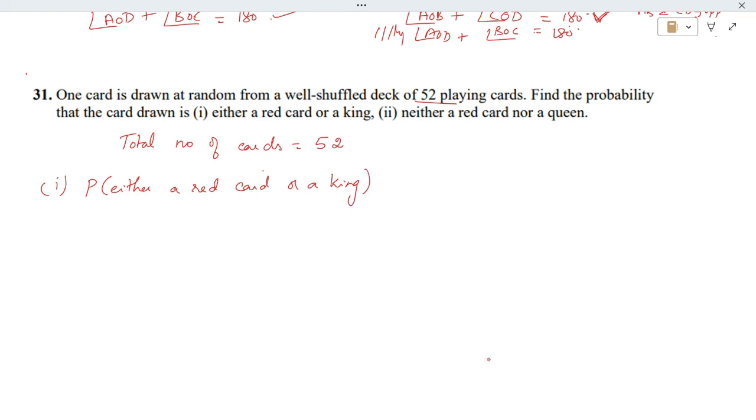So how many red cards are there? 13 plus 13, isn't it? That is totally 26 red cards are there. And how about the king? There are two more black kings, because there are four kings and two red kings are already included here, so plus two more black kings, right? So totally 26 plus 2 will be 28 cards. So the probability of getting a red card or a king will be 28 out of 52. And this can be reduced further. That is, I'm dividing by 4. So if I divide by 4, it becomes 7 by 13, isn't it?